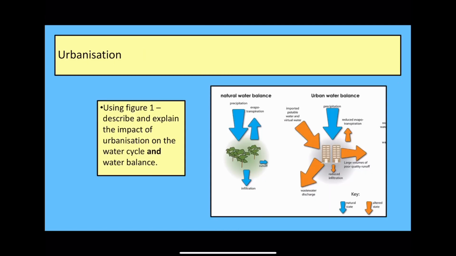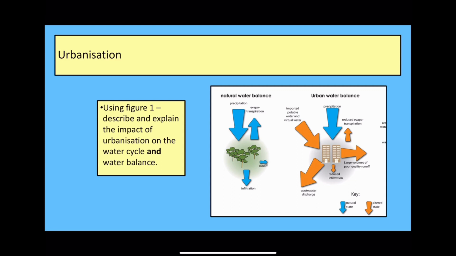So this is a simplified version of the diagram we were looking at. So take a moment to describe and explain the impact that urbanisation has on the water cycle and water balance. So we looked at water balance previously. That was the equation where we had things like precipitation is equal to discharge, stream flow, and evapotranspiration plus or minus storage. Okay, so just have a go at describing the impact that urbanisation has.